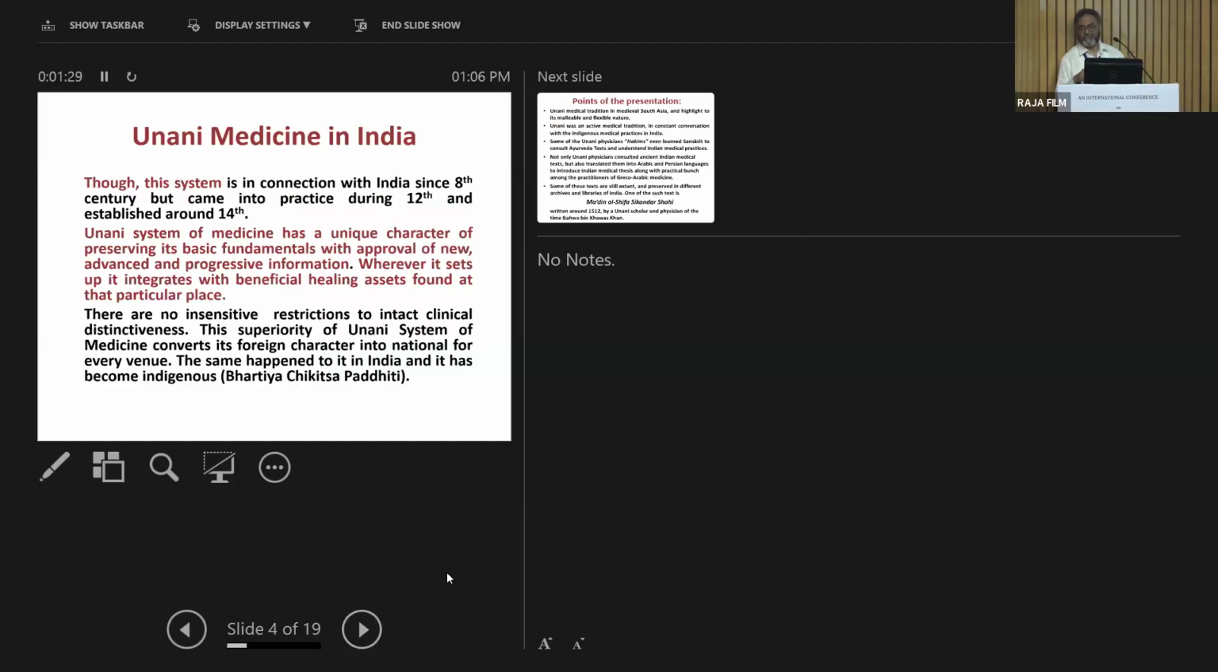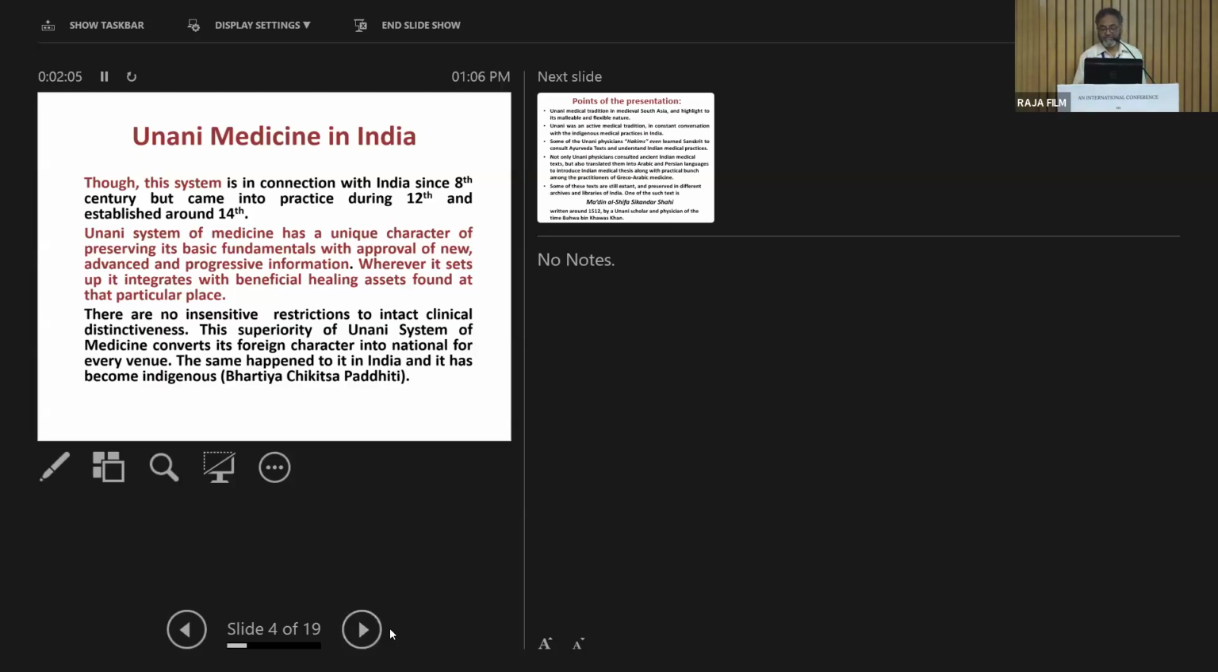Next slide, please. It is self-explanatory because I have marked the important lines in red. Though this system has been in connection with India since the 8th century, it came into practice during the 12th and was established around the 14th. The Unani system of medicine has a unique character of preserving its basic fundamentals while accepting new, advanced, and progressive information. Wherever it sets up, it integrates with the beneficial healing assets found at that particular place. So this is its importance.